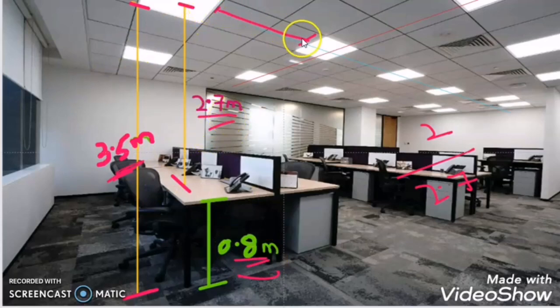Now as we see, the distance between these two lights is 2 meter in a row, and the distance between these two lights in a column will be 1.87 meter. The second adequacy check is that the ratio of the distance between the lights, center to center, which is 2 meter, to the clearance height from the light to the worktop, that is 2.7, is less than 1. It must always be less than 1. In our case, 2 divided by 2.7 is less than 1. So this adequacy check is okay.